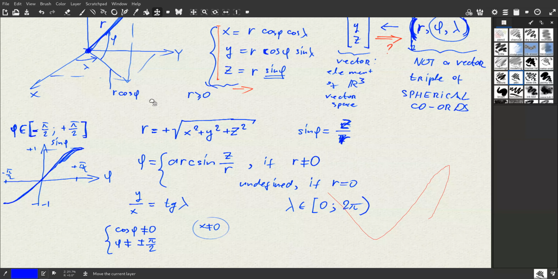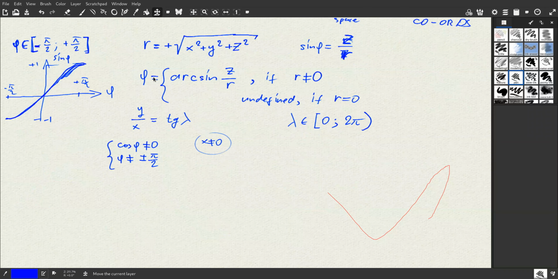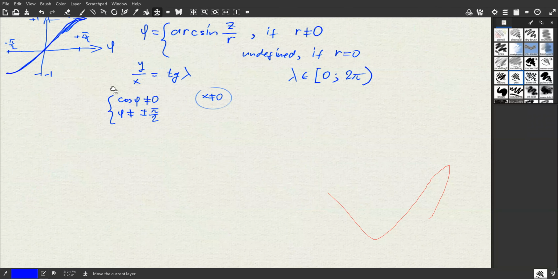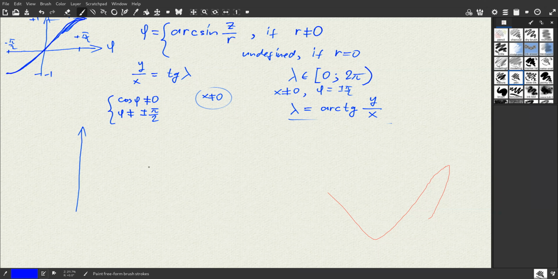then what would be our formula for the value of lambda? Okay, we can start with a simple case. We can say that lambda is equal to arctangent of y divided by x. Again, under the condition x is not 0 and phi is not plus minus pi over 2. But this is not quite correct. If we consider what is the range of arctangent.